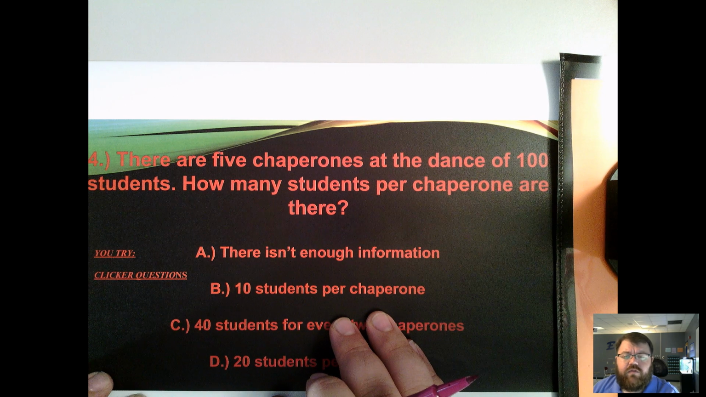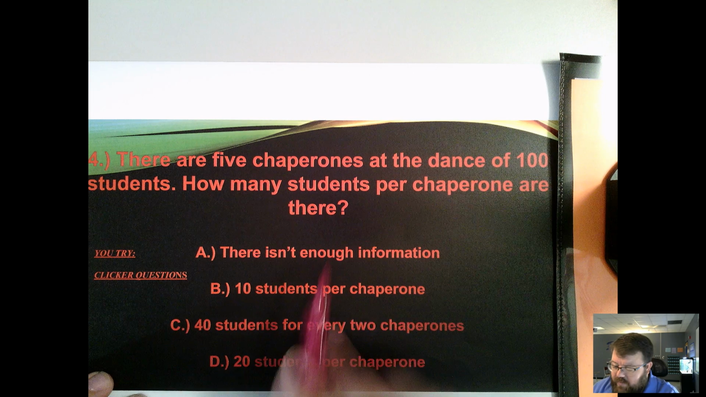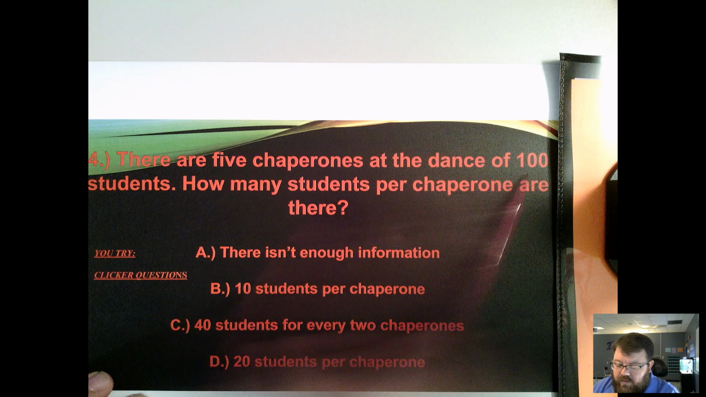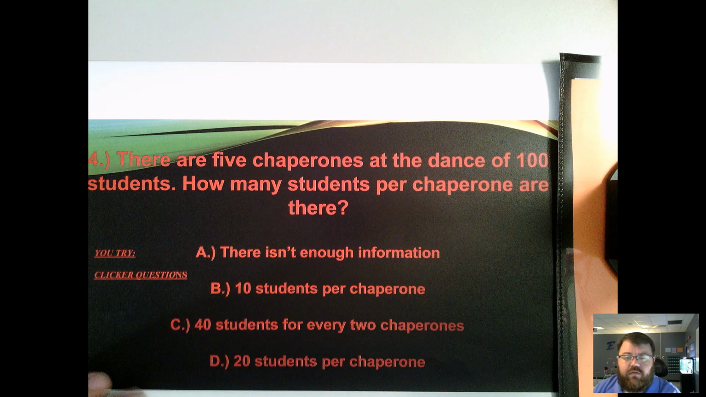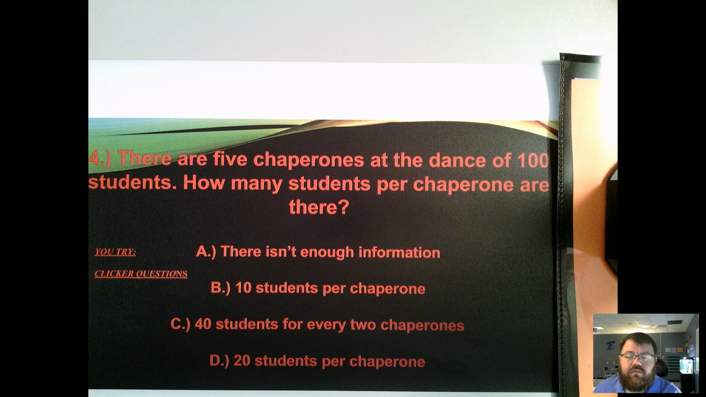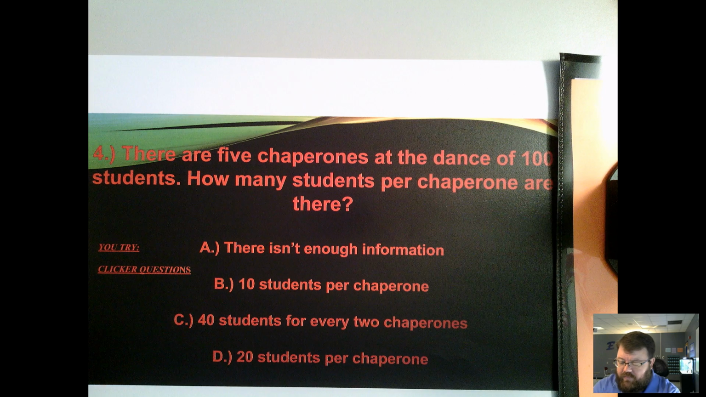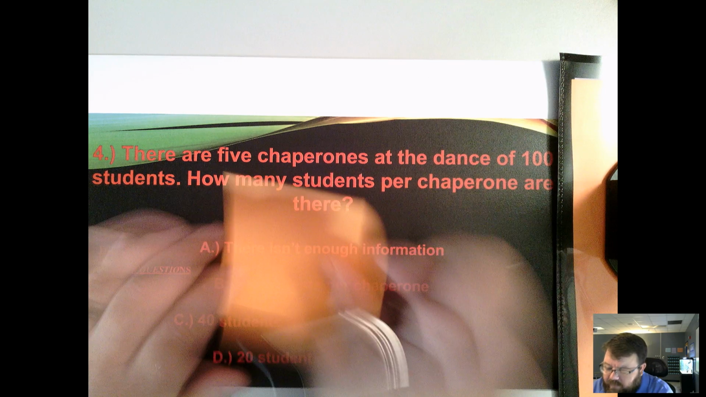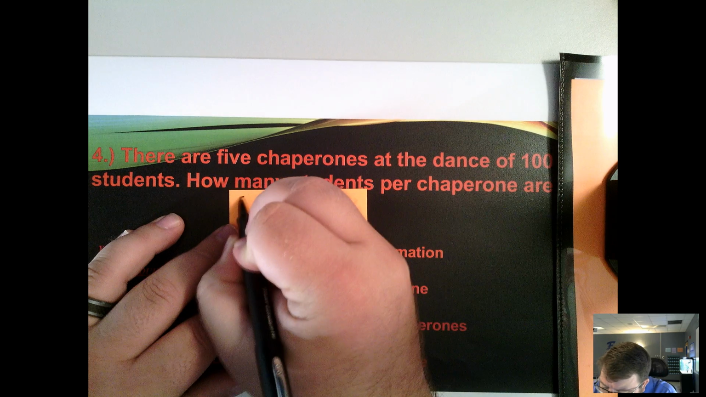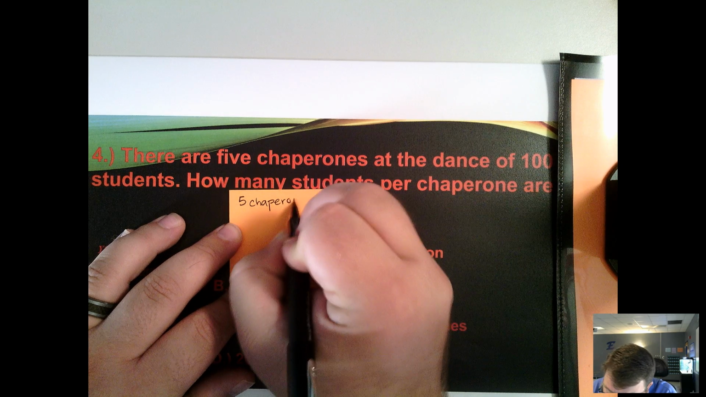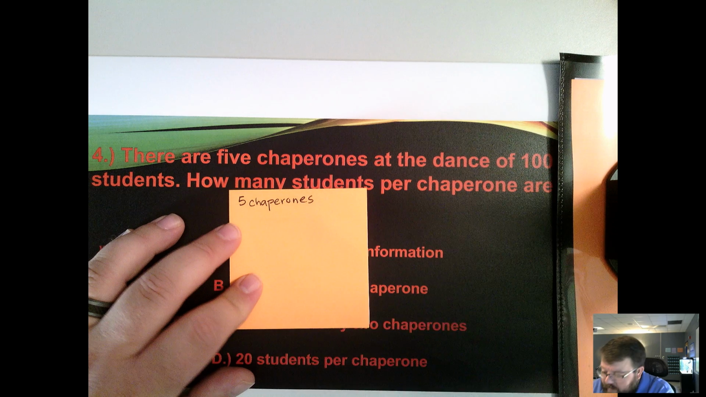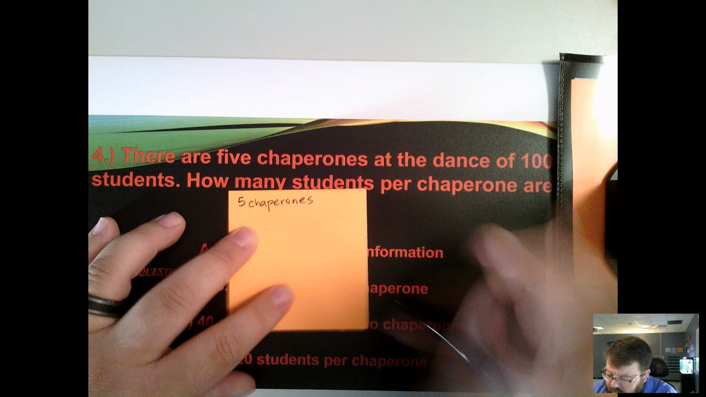Okay, number 4 says there are 5 chaperones at a dance of 100 students. How many students per chaperone are there? Pause the video and answer your question. Okay, the two numbers that you have with this problem are 5 chaperones and 100 students.